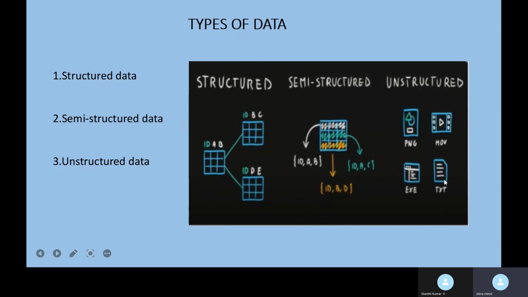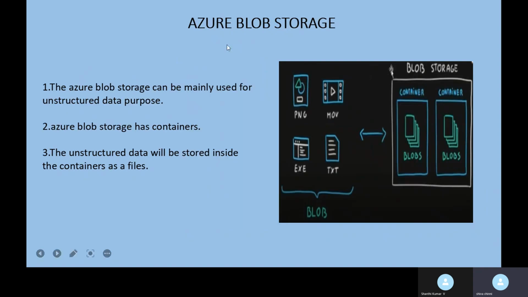The first storage is Azure Blob Storage. Blob means binary large object. A blob is nothing but a file, and we can store it inside containers. Azure Blob Storage is mainly used to handle unstructured data, like a PNG file, text file or .exe file. These files we can handle with Azure Blob Storage.